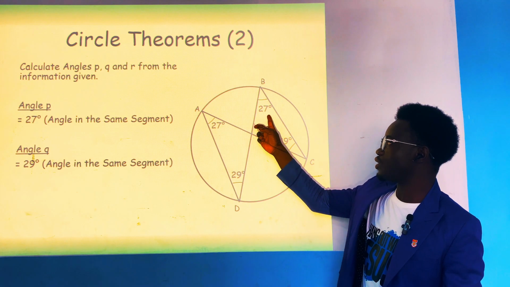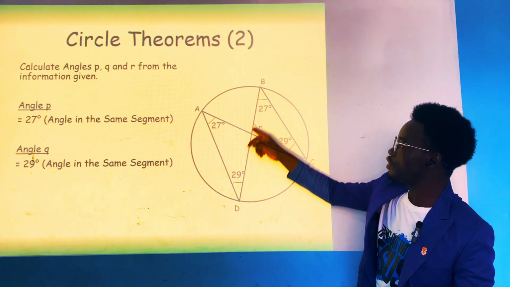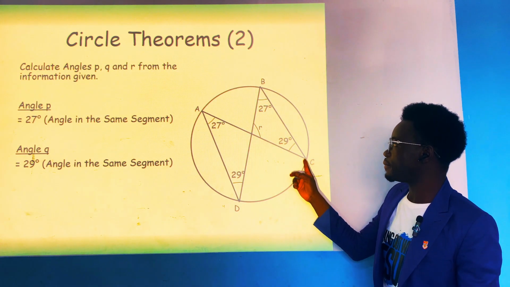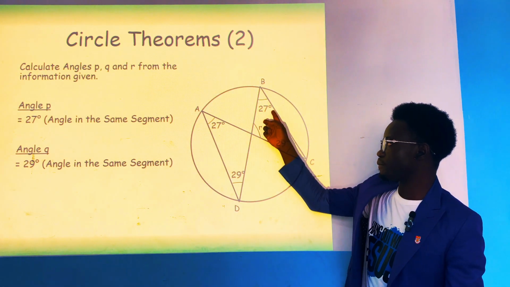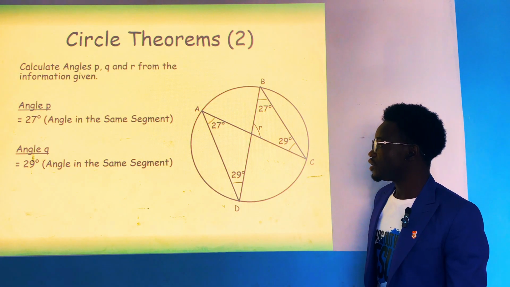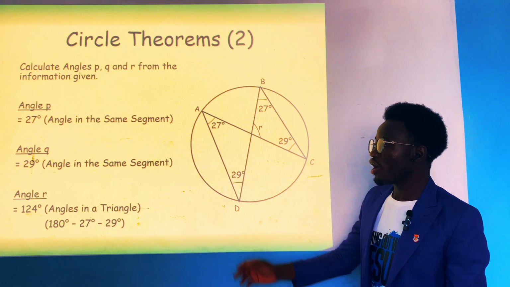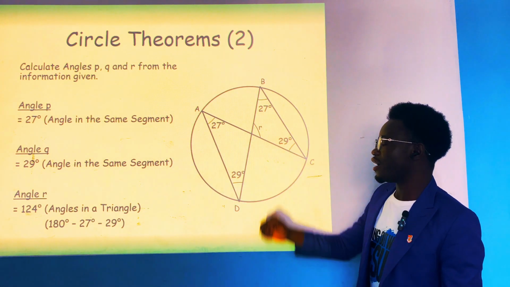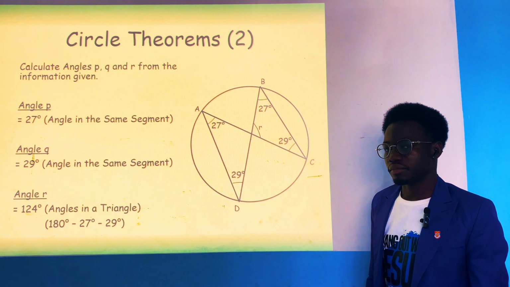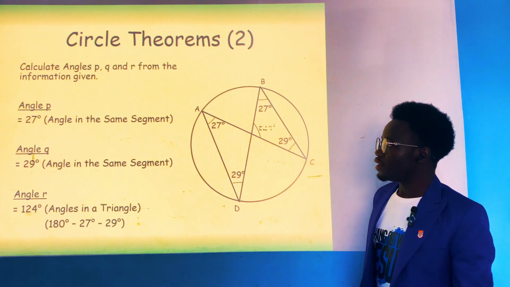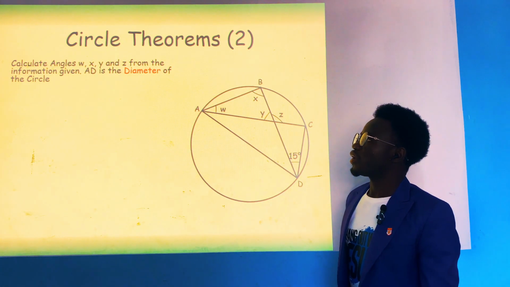Now that I know this and I know that, I can find this because they are all in a triangle. So we can have triangle B, O, where the center is O, and here's C. It's forming a triangle, so I can find R. When I sum everything inside these three angles, I must get 180 degrees, which means that my R will be equal to 124. So I just take 27 from 180 and 29 from that, and I'll get what? 124 degrees. Alright. So here is 124.